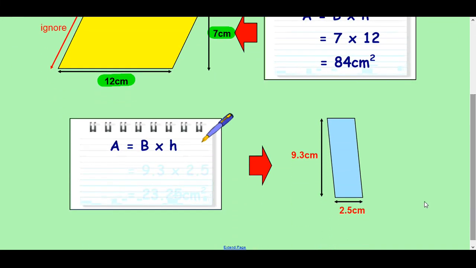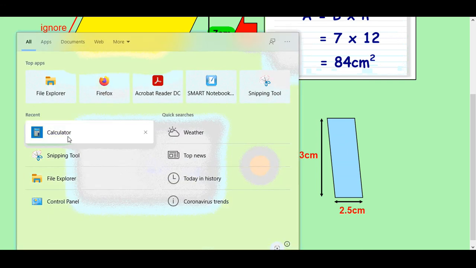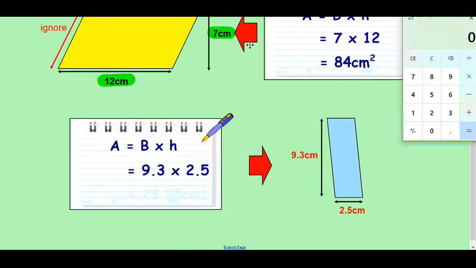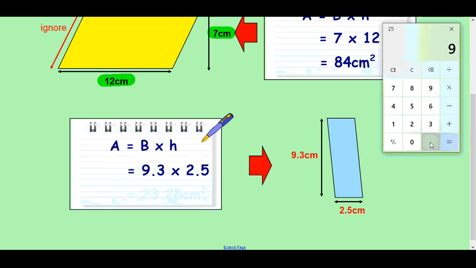Okay, another example down here, we can see that the base is 2.5, this is the vertical height, straight up and down, 9.3. Now, because that's quite difficult to do, I think we will use a calculator here, so I'll just get my calculator ready. So we're going for 9.3, so type it in, 9.3 multiplied by 2.5, and that's 23.25 centimetres squared. And that's how to work out the area of a parallelogram.